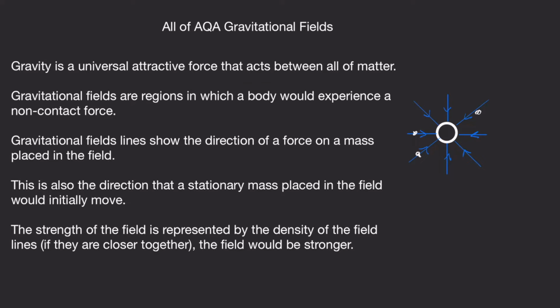It's really important to know that the strength of the field is represented by the density of the field lines, if they're closer together. So for instance, if I was to double the mass, then I would end up doubling the gravitational field lines.